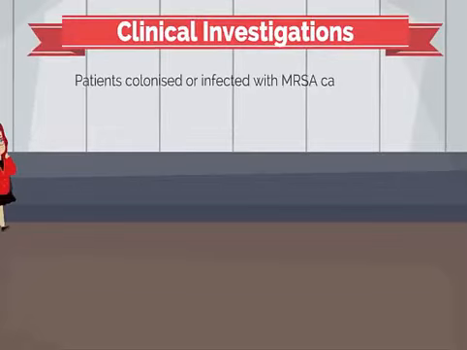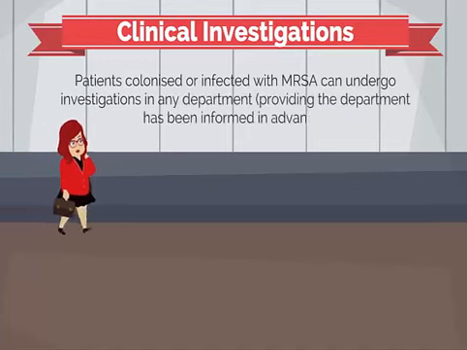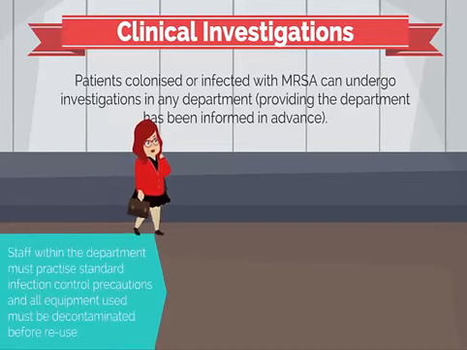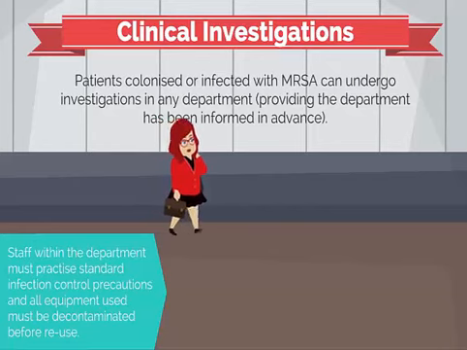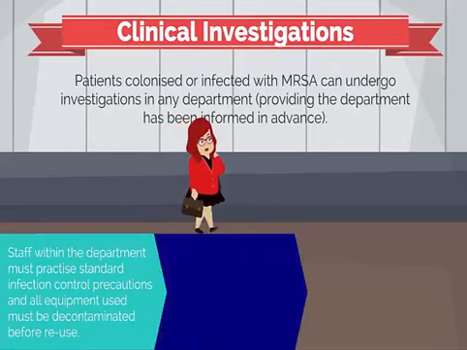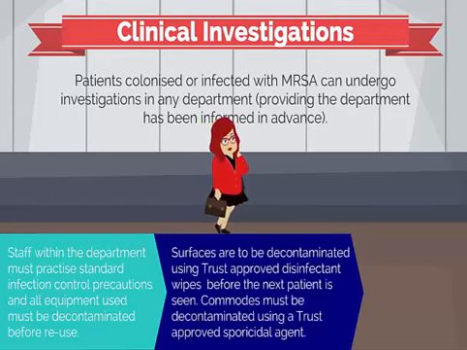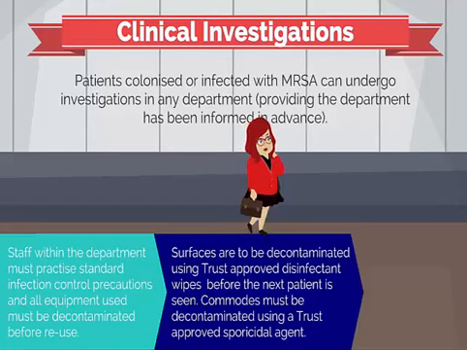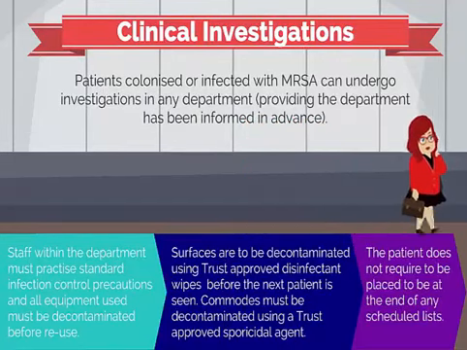Patients colonised or infected with MRSA can undergo investigations in any department, providing that that department has been informed in advance. Staff within the department must practice standard infection control precautions, and all equipment used must be decontaminated before reuse. Surfaces are to be decontaminated using Trust-approved disinfectant wipes before the next patient is seen. Commodes must be decontaminated using a Trust-approved sporicidal agent. The patient doesn't require to be placed at the end of any scheduled lists.